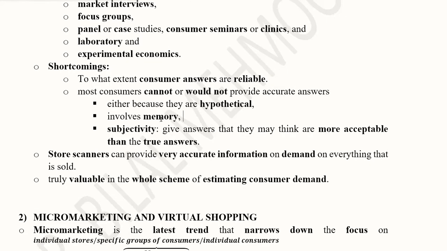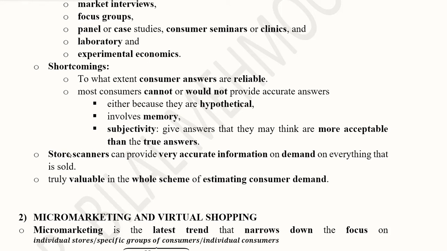So sometimes the memory can create some flaws in the responses that they are giving us. Subjectivity can also be there, because they might think of more acceptable answers rather than the true answers, because sometimes the true answers are not the most suitable answers that they would like to give. They would like to conceal information.